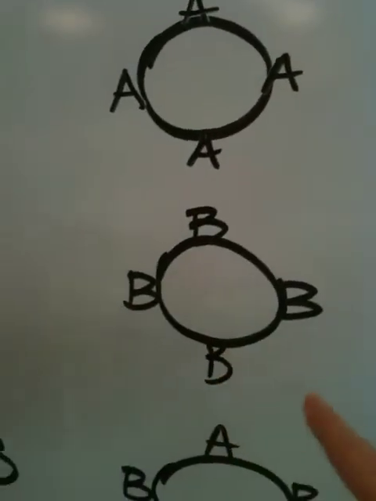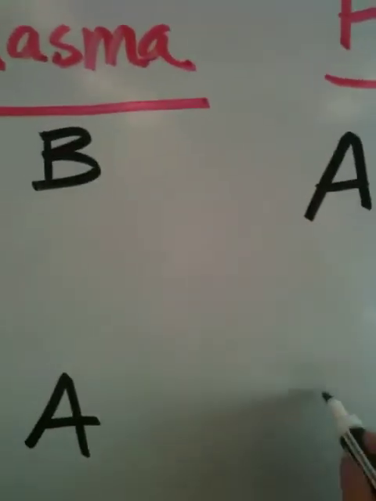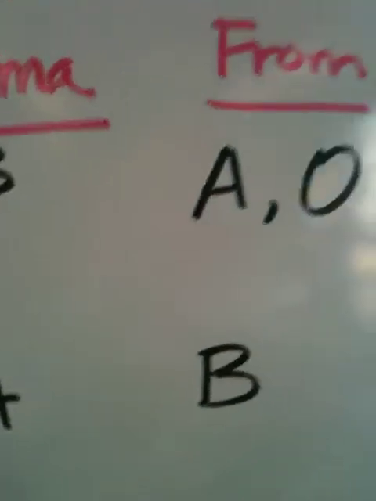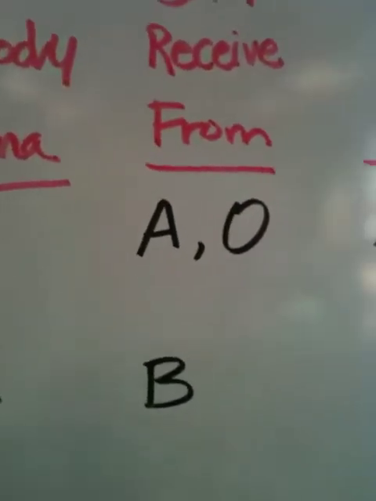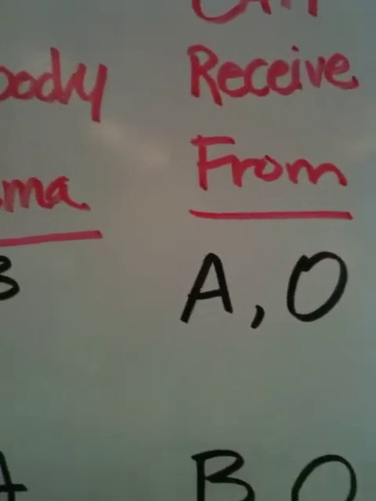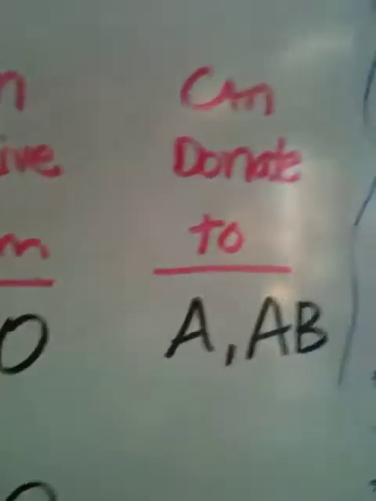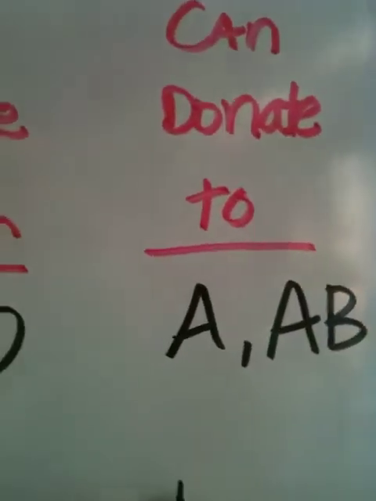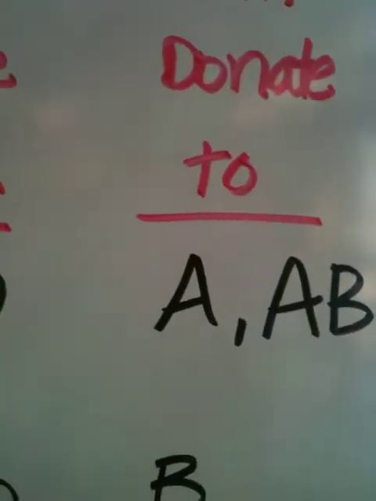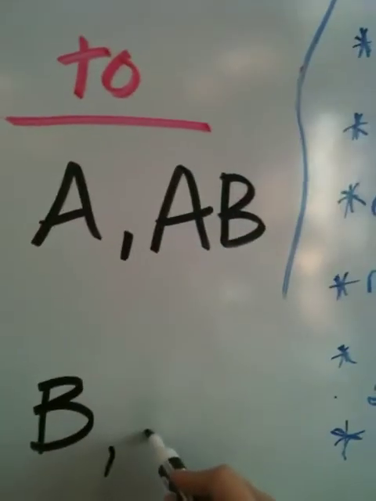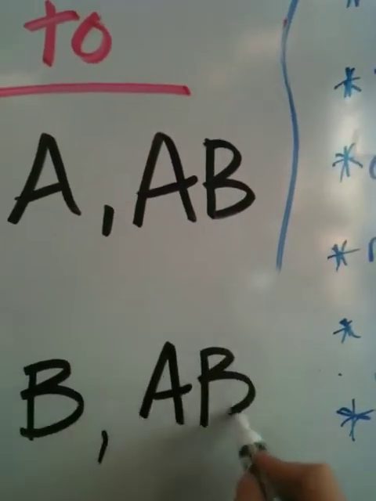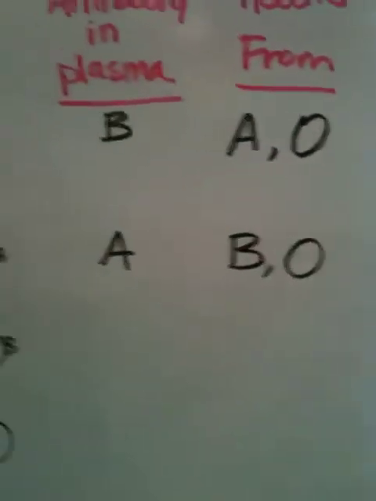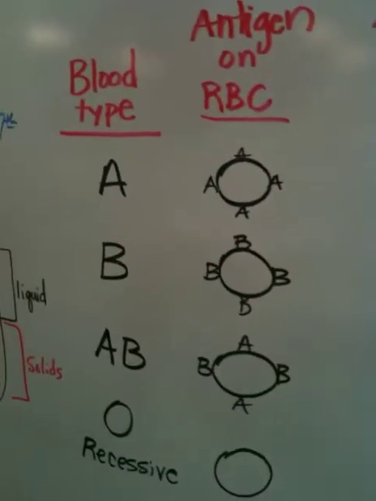So in his plasma, he makes antibodies against A. So B's can receive blood from another B. That's not a problem. And they can also receive from O. They can donate to other B's. That's easy. And just like A, they can also donate to AB. Okay? Now, let's move on.